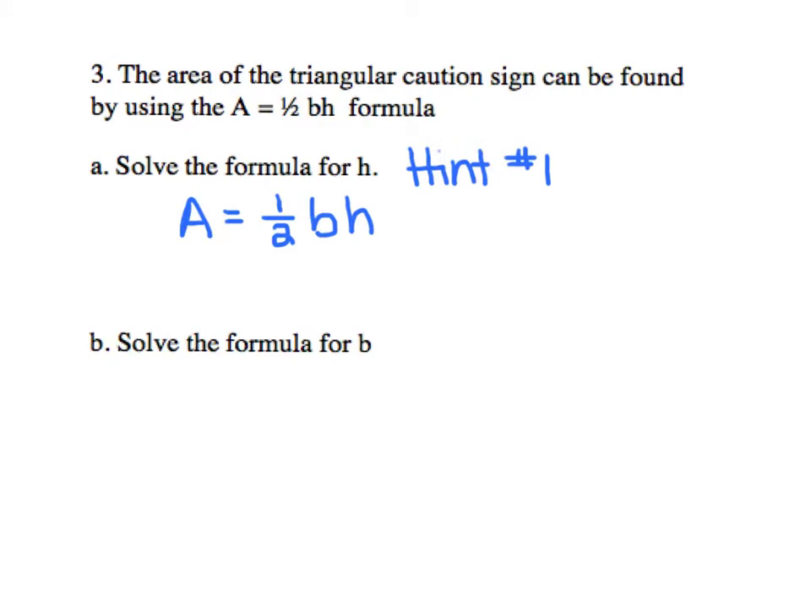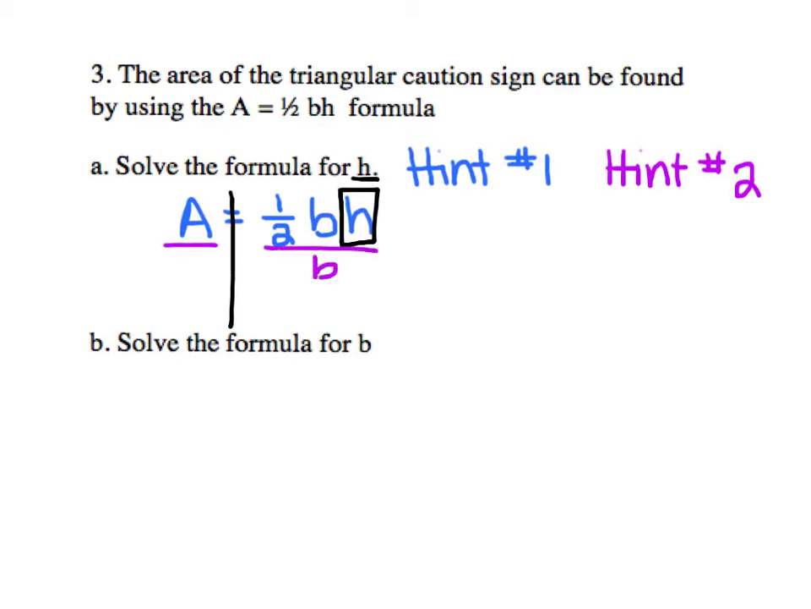In A, you're solving for h, so you're going to box the h variable and then divide. Pause the video, keep going, hit play if you need hint number 2. Ready, pause. Alright, hint number 2. You're going to divide both sides by b to get rid of b. Pause the video, hit play if you need hint number 3. Ready, pause. Alright, here's hint number 3.